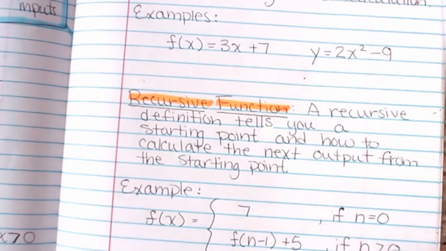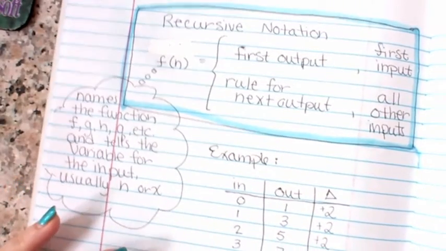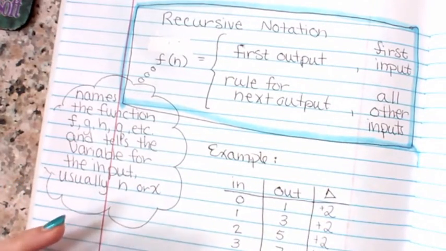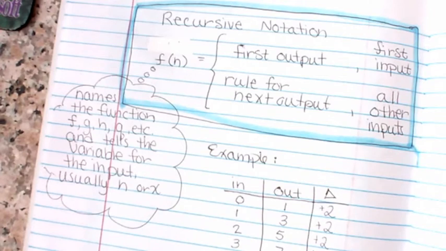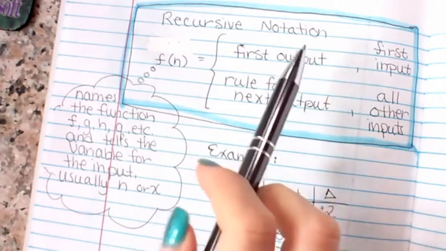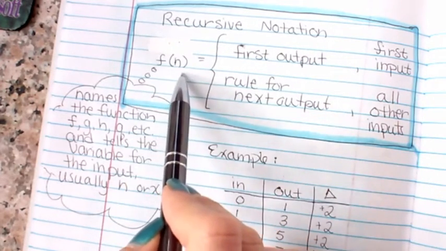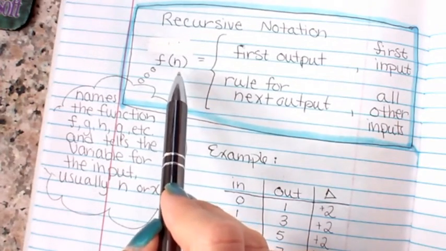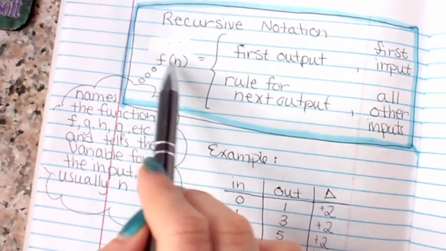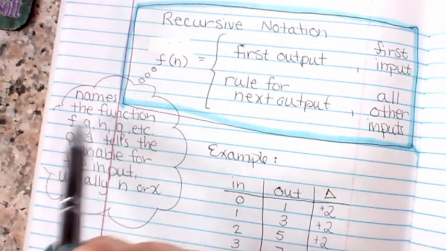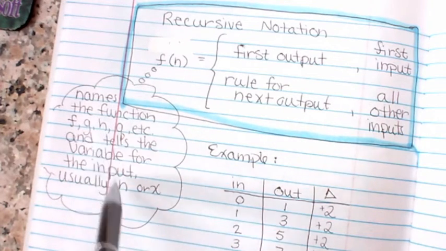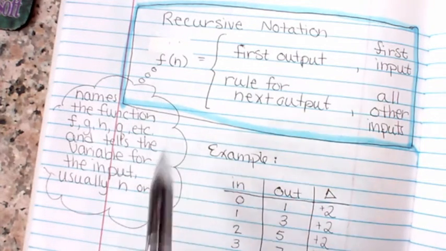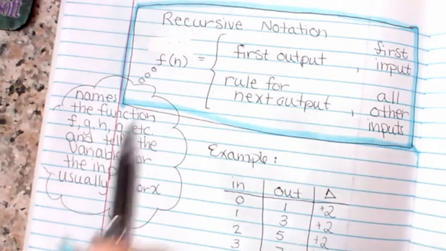All right, I want you to move over to page 1, and we're going to talk a little bit about the notation for recursive functions and how to fill out a recursive function. So the recursive notation, we're always going to start with the function name. So in this example, it's f of n. The f will name the function. It could be f, g, h, q, etc. Any name that you give to the function.